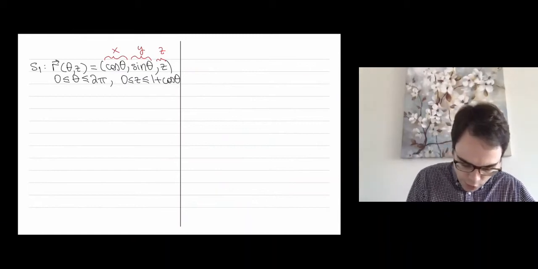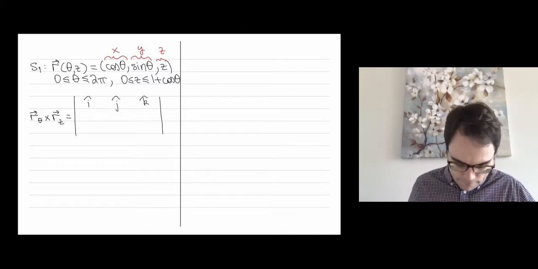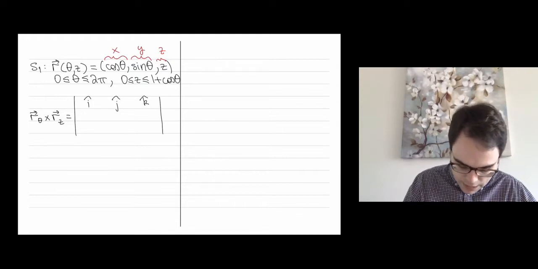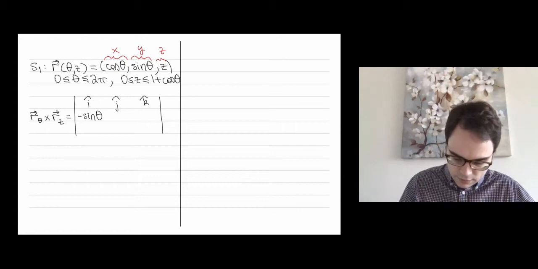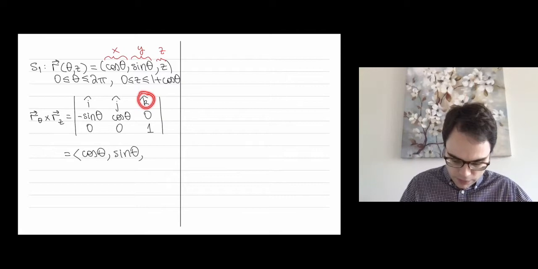Now let's compute the cross product of the partials. Because we want to do an integral, we have to compute these partials. So here's i, here's j, here's k. First, dx d theta, that's minus sine theta. dy d theta is cosine theta. dz d theta is 0. Now moving on to the z partials, dx dz is 0, dy dz is 0, and dz dz is 1. As a result, when you compute this determinant, I get i times cosine theta. So the first component is cosine theta. Then I get j times 0 minus minus sine theta, that's just sine theta. And finally, the k component is 0 minus 0, that's 0.